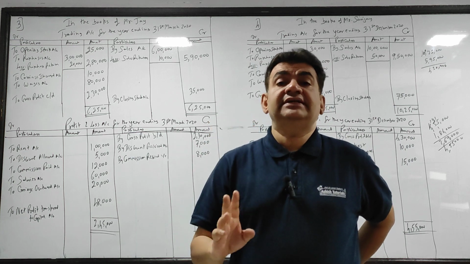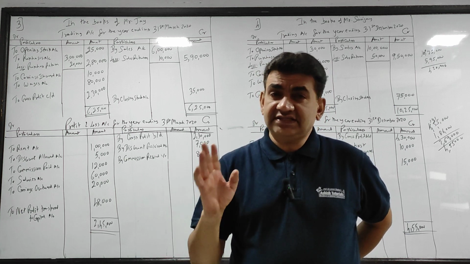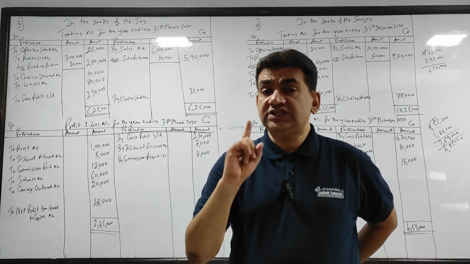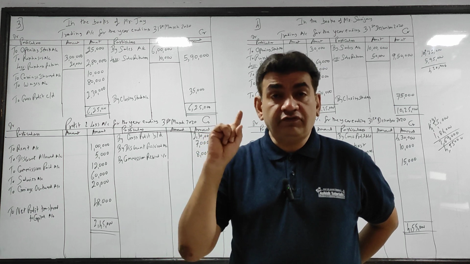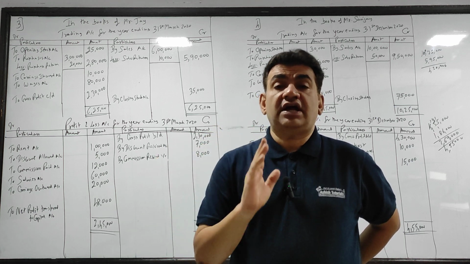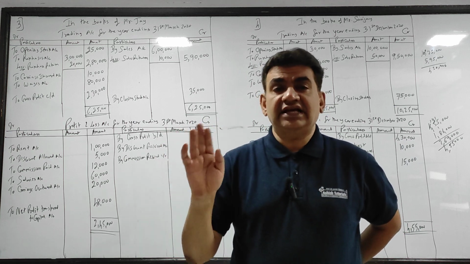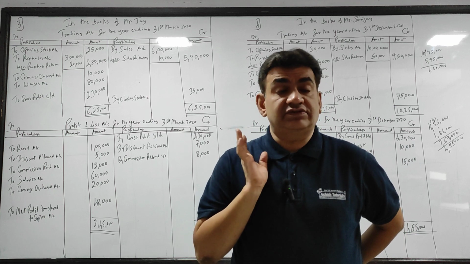In those sums, there are adjustments. In the exam, they ask you 4, 5, 6, 7 adjustments. But in the next class, I will just take a sum with just one adjustment to make your base stronger. And from the fourth class, we will start full-fledged sums on final accounts. Of course, next class is also as good as a full-fledged sum, but only with one adjustment.